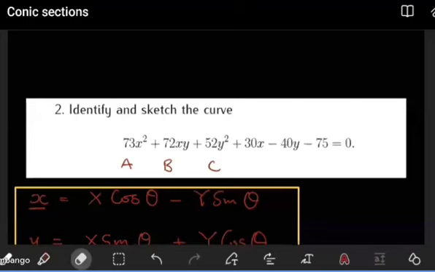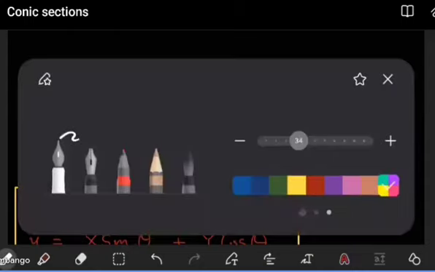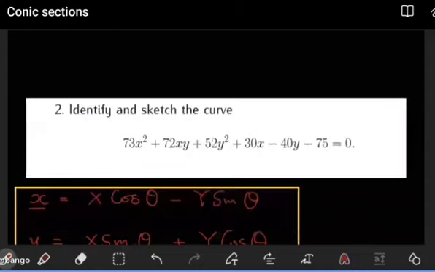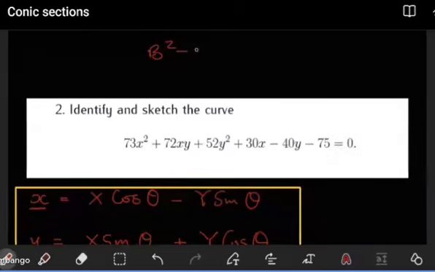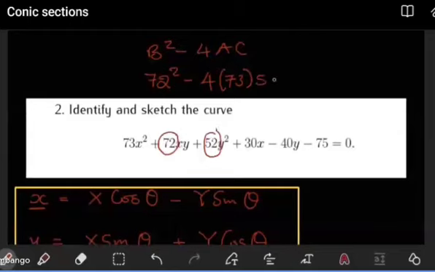Okay. So for this one, we did not really work it out to the very end, but what I'm saying is that even without going all the way to the very end, we can still identify what conic section this is. And all we need is to figure out what B squared minus 4AC is. In this case, our B is 72. So we have 72 here, have to square it, minus 4. And then our A is 73. And then we need our C, and our C, in this case, the coefficient of the y squared term, is 52. So when you solve this, what are you going to get here?